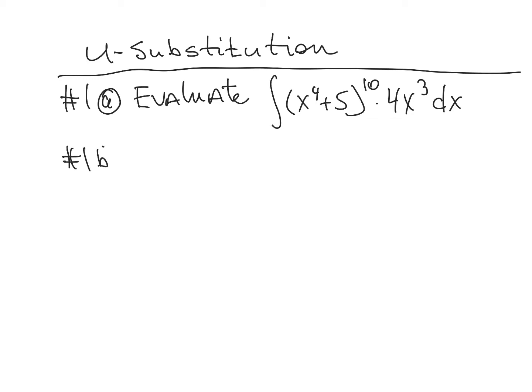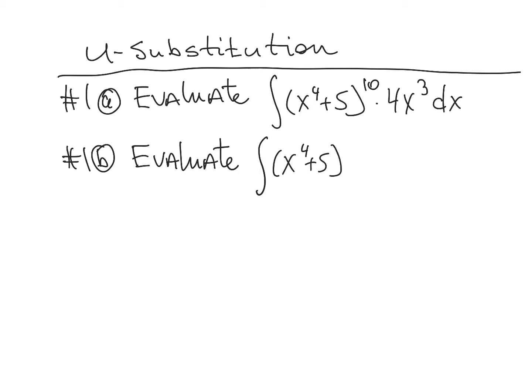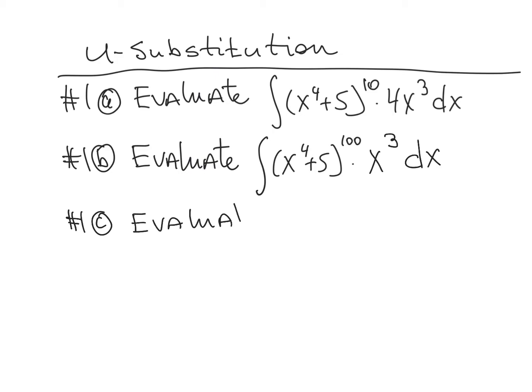Example 2, or B, is to evaluate the integral of x to the 4th plus 5 to the 100th power times x to the 3rd dx. And then example 3, or C, is to evaluate the integral of the cube root, the 3rd root, of x to the 4th plus 5, and then on the outside of that times x to the 7th dx.